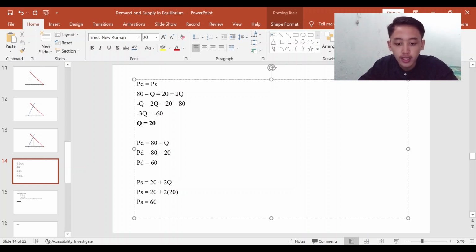So in this video, we have shown how to calculate equilibrium price and quantity by setting the demand and supply equation equal to one another and solving for Q. Then once you have the equilibrium quantity, you simply plug it into either the demand or the supply equation, or even better into both, to determine the equilibrium price.